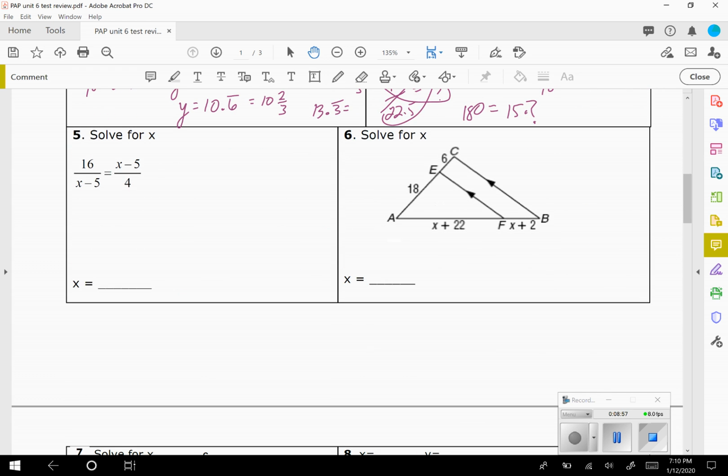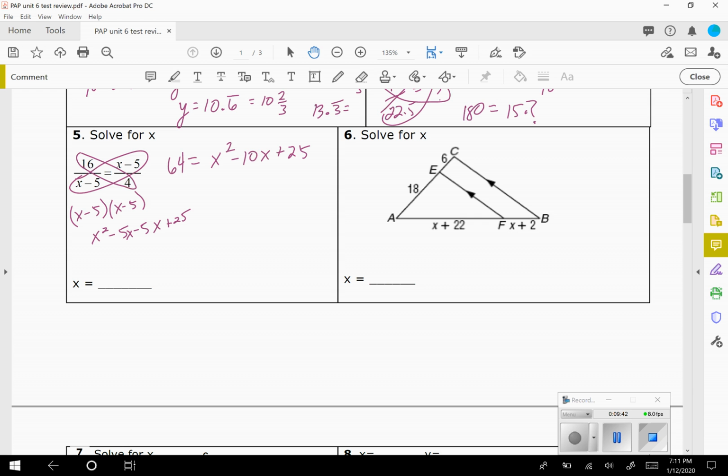Okay, number 5, it says solve for x. So your cross products here. Okay, 16 times 4, that's 64. And we have x minus 5, we have to multiply that by itself. So x minus 5 times x minus 5. X times x, that's x squared minus 5x. Okay. And then we have, again, another minus 5x. And then we have a negative 5 times a negative 5, so that's a positive 25. So we have x squared minus 10x plus 25 equals 64.